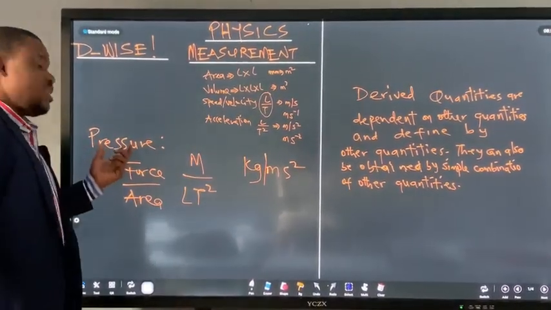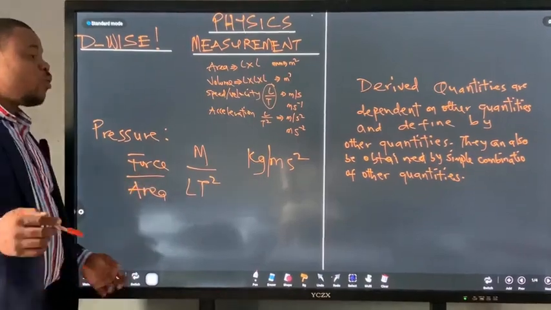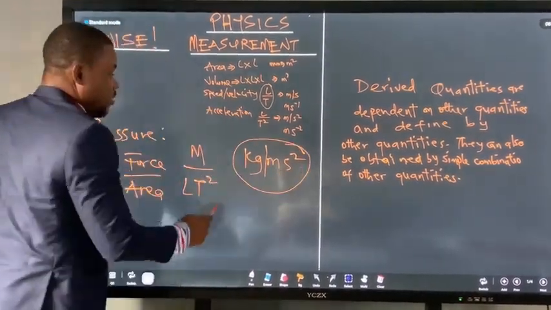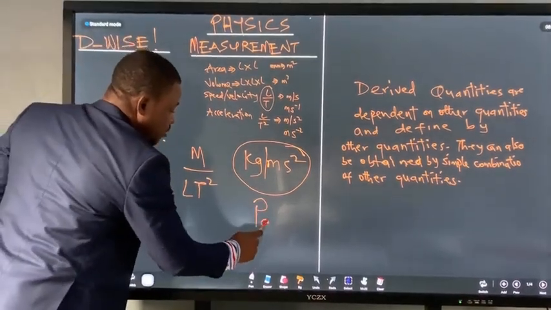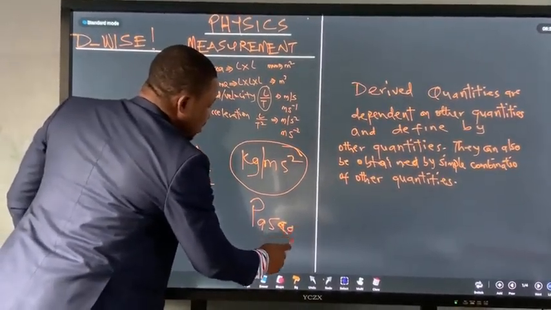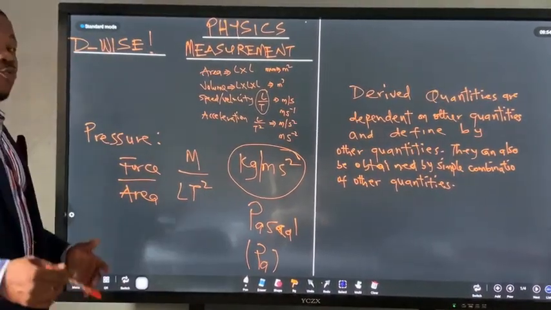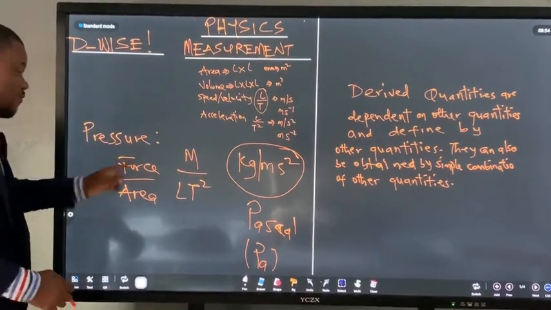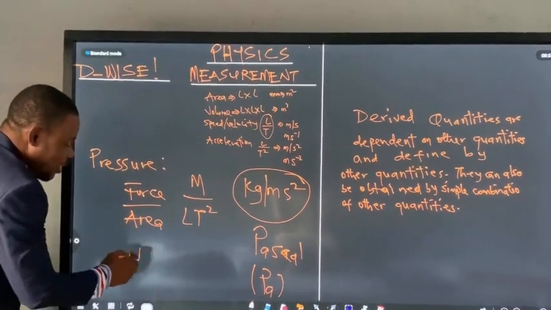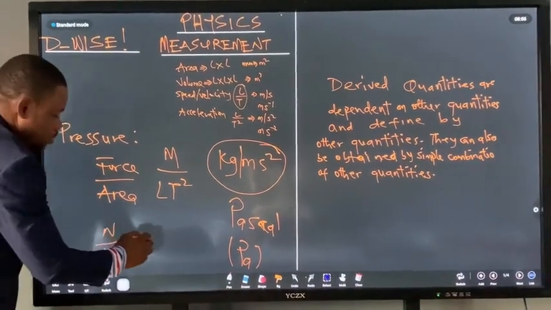But because of the fact that Pascal also did a whole lot on pressure, to honor him, they said that the unit of pressure should be Pascal. Pa. This is the unit of pressure. And we can remember that we said the unit of force is Newton, right? And the unit of area is meter squared. So I can also have Newton over meter squared.